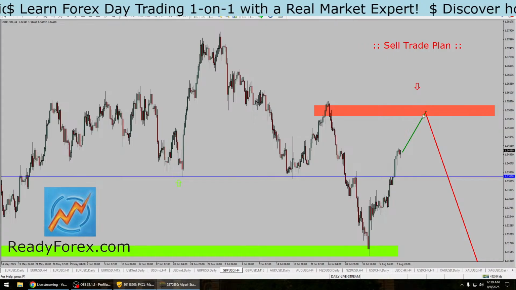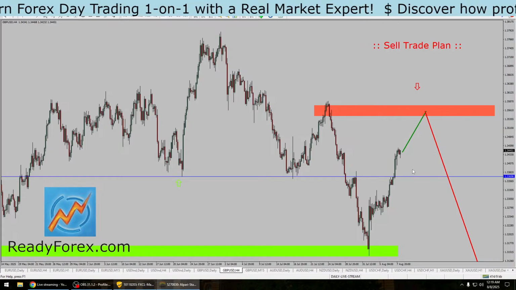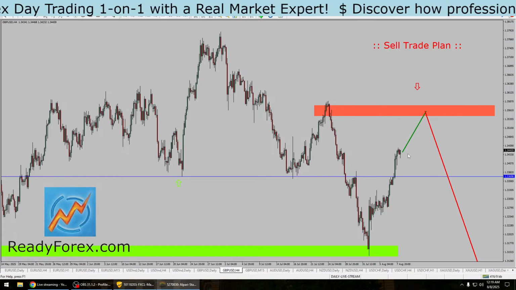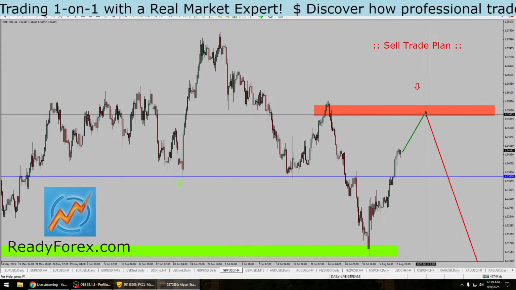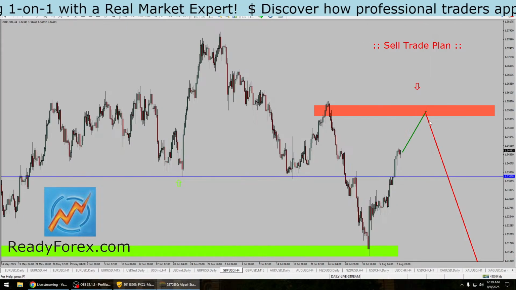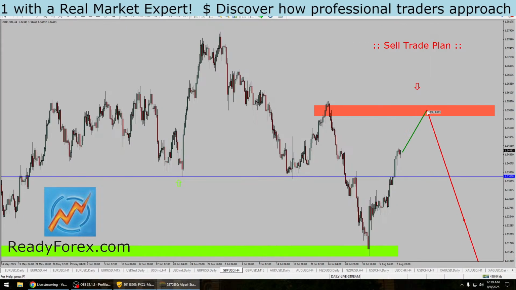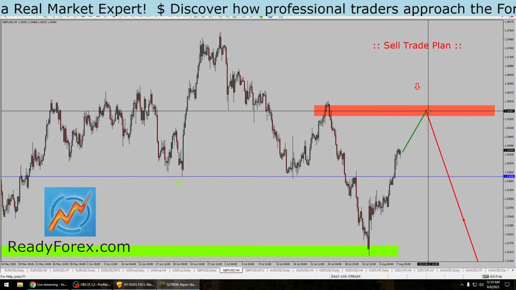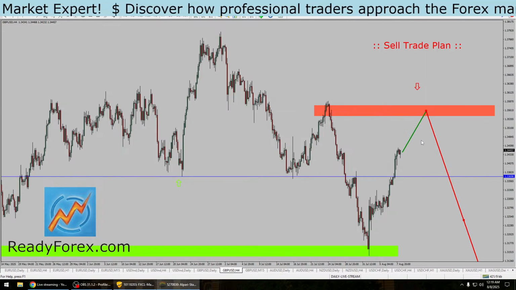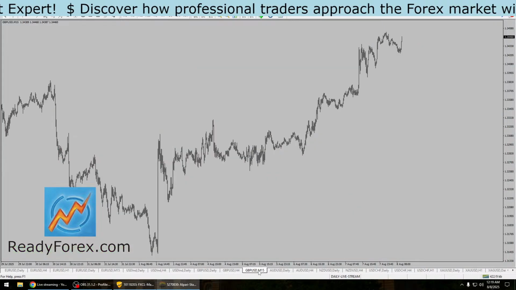The general idea is that the market is going to rise up, and once price action hits this red area, the sell zone over here, then expect some sort of a top and a drop in price action of the GBPUSD currency pair.